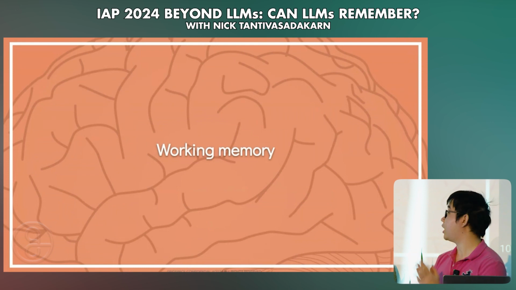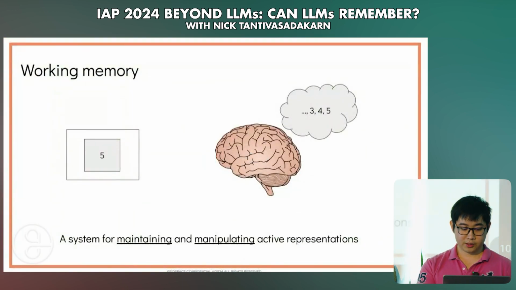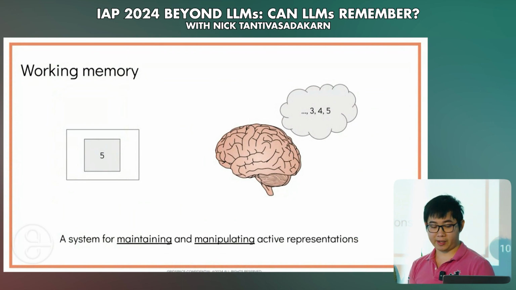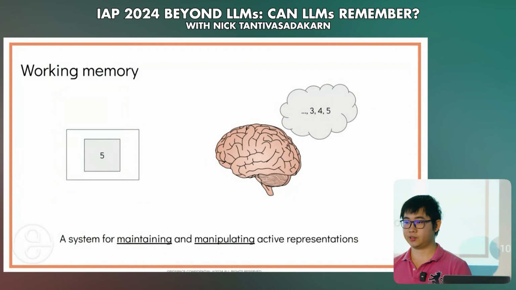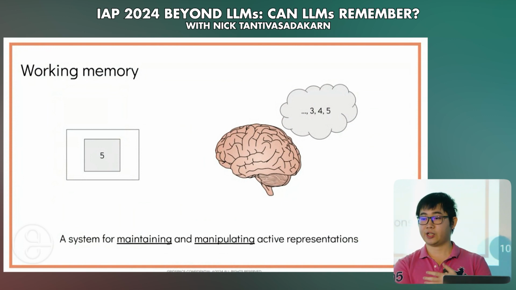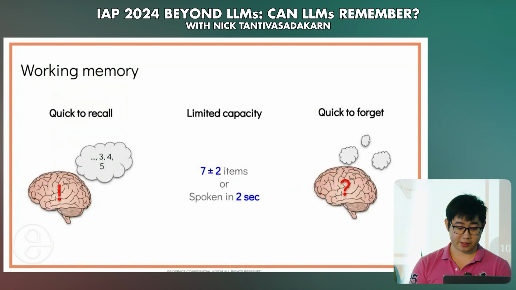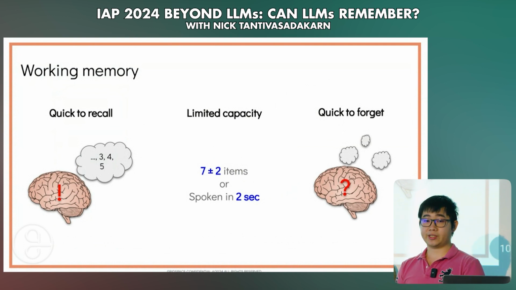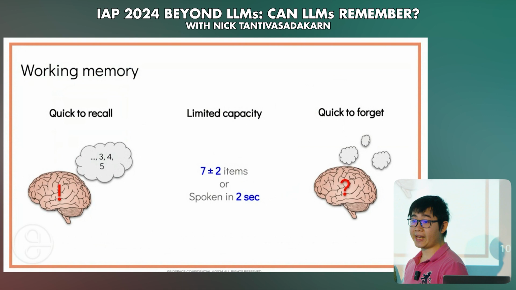Okay, so let's dive into working memory. Working memory is a system of maintaining and manipulating active representations. It is about things that you're currently working on, things that you need to remember in order to do a task, for example, the task we just did. The properties of this memory are that it's very quick to recall, but it also comes with quite a few drawbacks, which is that it has limited capacity.